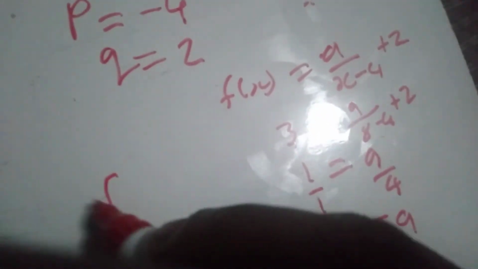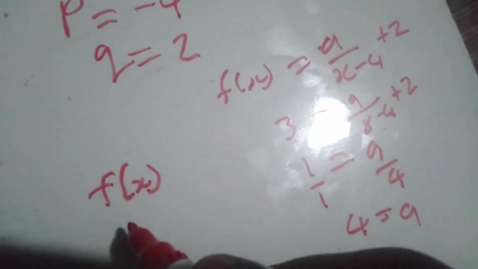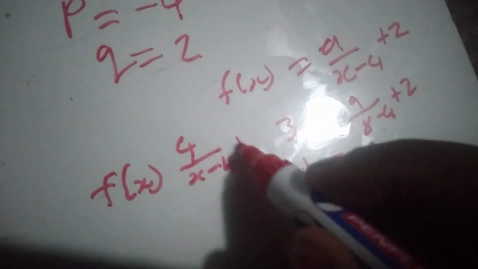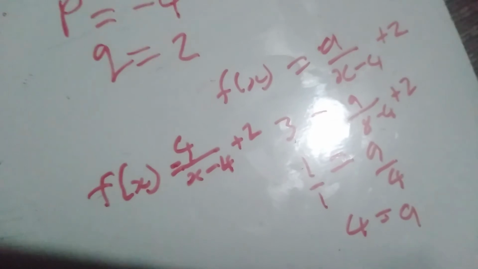So it means the full equation is 4 over x minus 4 plus 2. That's our full equation. And we're done.